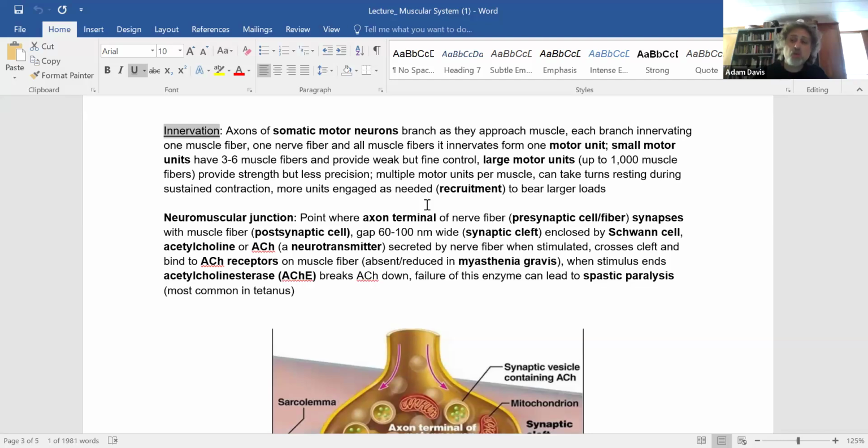It has to go to an individual muscle fiber because remember how every individual muscle fiber is wrapped up in a layer of connective tissue called an endomysium? Those endomysium layers act as insulators. They're kind of like the insulation wrapped around an electrical wire. They prevent the electrical signal from the nerve from going somewhere else. So if you want to stimulate that muscle fiber, it has to have its own individual little nerve fiber that goes to it.